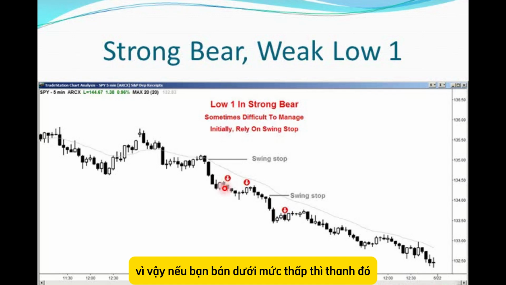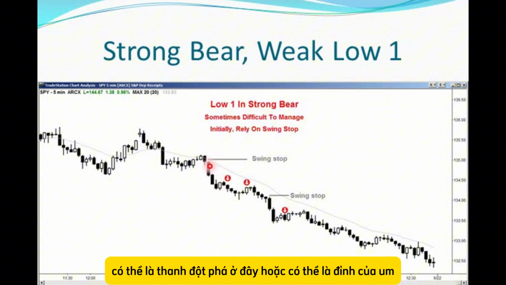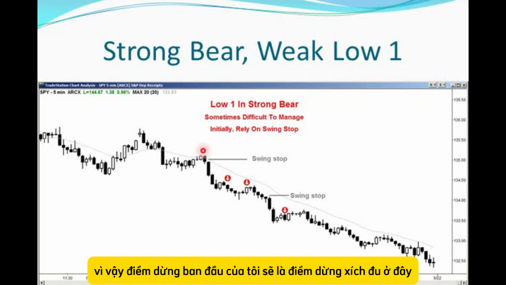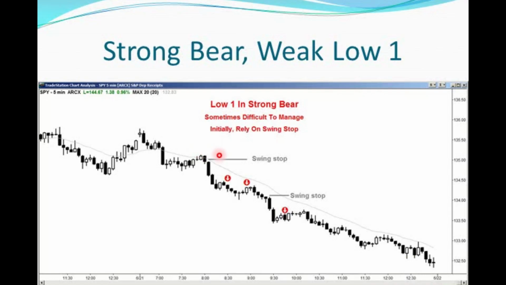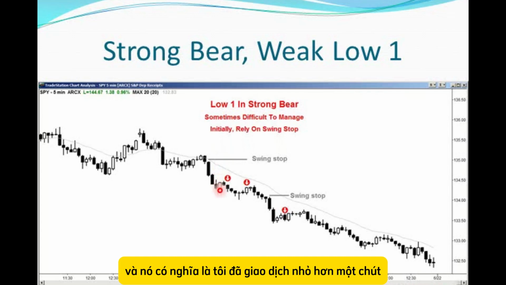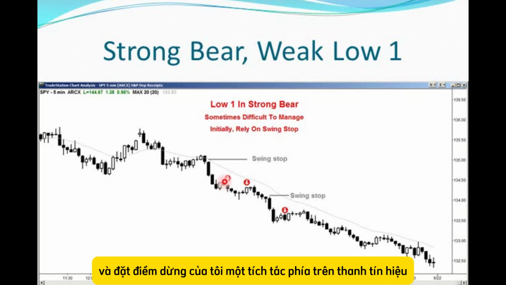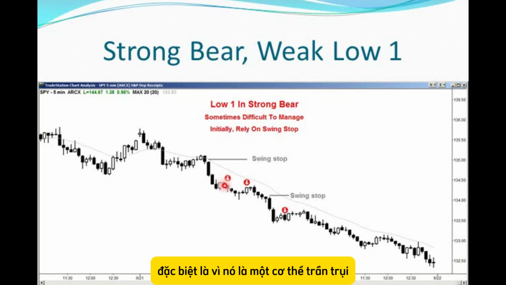So if you sold below the low of that bar, where's your stop? To me, if I'm taking this trade, my stop is going to be above the high of the bear spike, maybe the breakout bar here, or maybe the top of the lower high. So my initial stop is going to be the swing stop up here, and that means I trade it a little bit smaller. On the other hand, if I wanted to just go for a scalp, I could trade my normal position size and put my stop 1 tick above the signal bar, especially since it's a bear body.